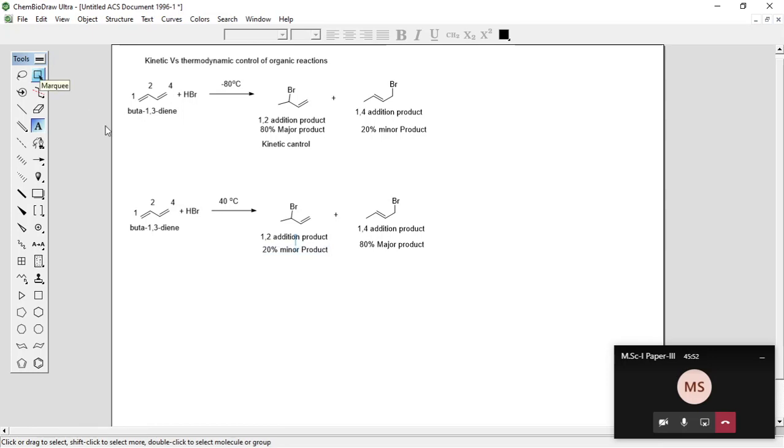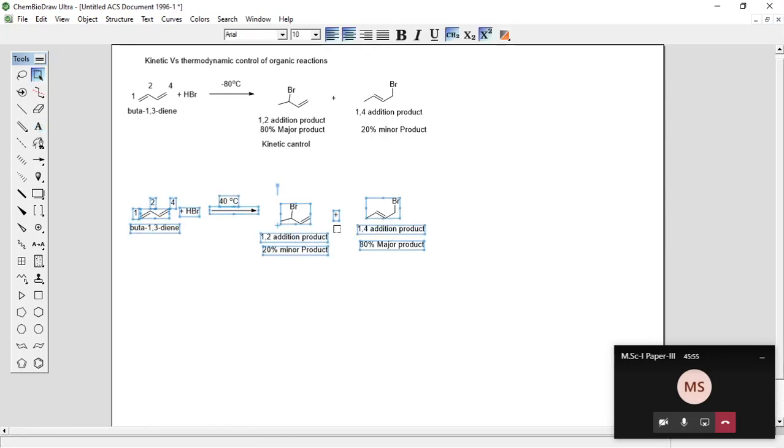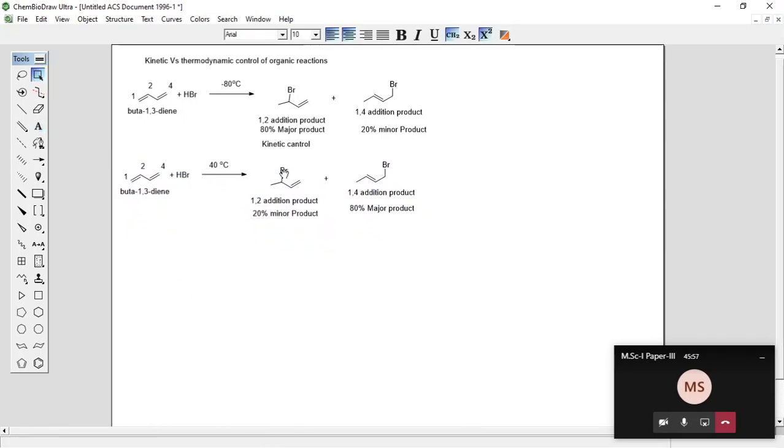Now let's see the mechanism of this reaction. Reaction mechanism is nothing but the step-by-step explanation of a reaction. The first step is the formation of a carbocation by addition of H plus to one of the double bonds. You are using the acid HBr, so it reacts with the carbon-carbon double bond.